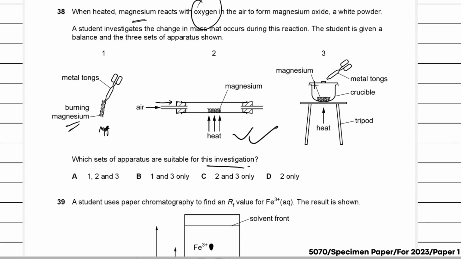For number 3, magnesium, and we've got a cubical flask, and then we've got metal tongs to react it with, and an enclosed space for the air. So 3 is definitely the answer. Now, why can't 1 be an answer? Because there's readily oxygen available in the air, and we just want a specific volume of air for the magnesium to react with. So definitely 1 cannot be an answer. So in this case, our answer is 2 and 3.